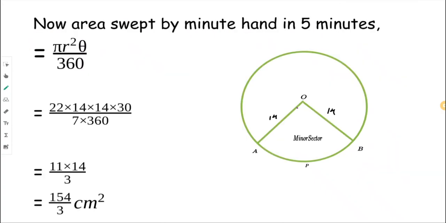Once again, remember this is 30 degree. So pi is 22/7, radius is 14, theta is 30, and now let's start dividing. Cancelling the common factors, I'll be left with 11 into 14, which I multiply to get 154/3 centimeter square. So that is the area swept by the minute hand in 5 minutes.